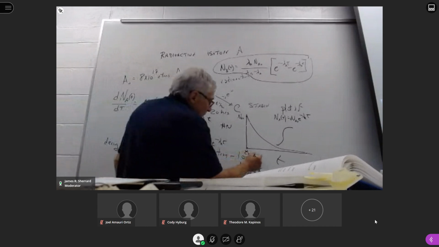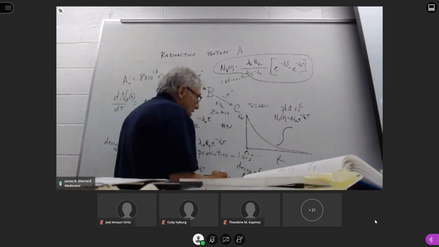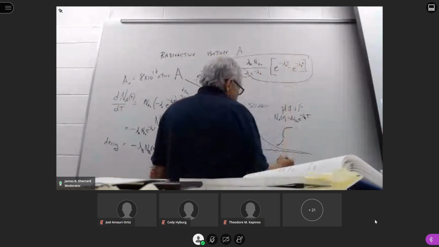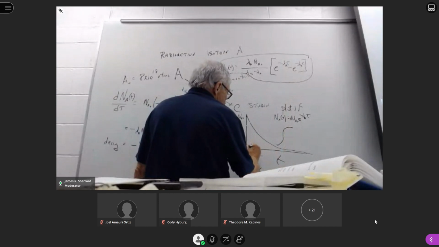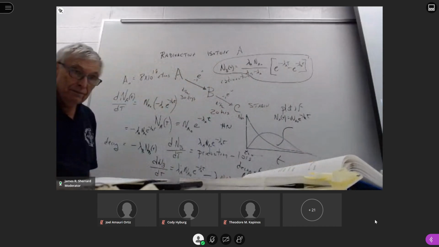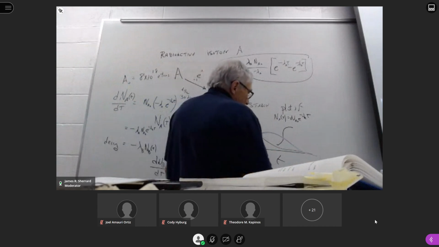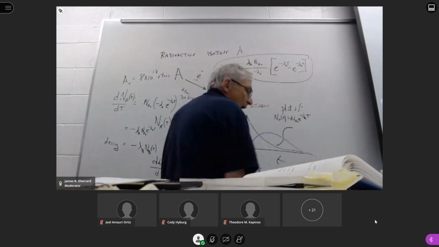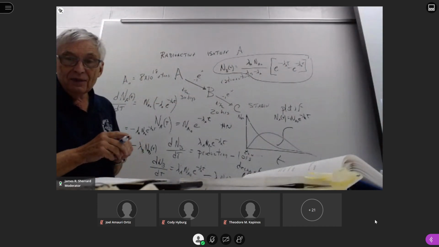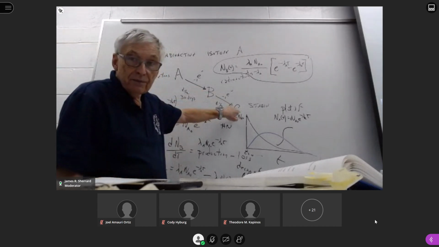And then as time goes on, you have this production minus loss. And if you plot this, the plot of this equation with time is going to look something like that. It starts off at t is equal to 0. And then we go out here towards infinity. How many B's do we have? We have none, because they have all decayed to C's.